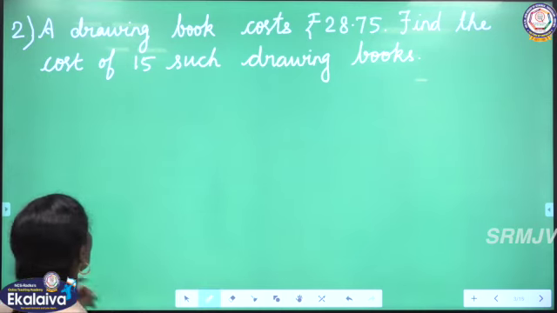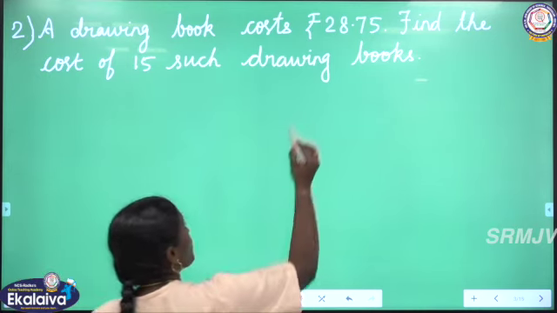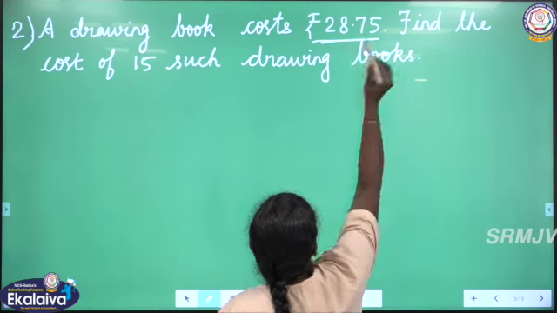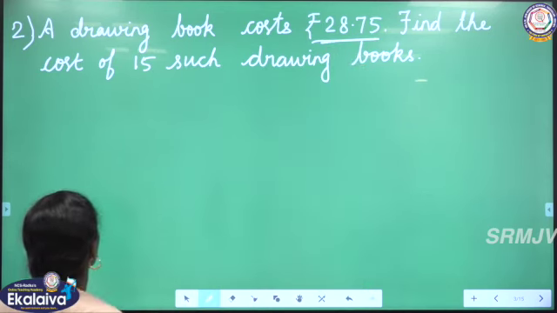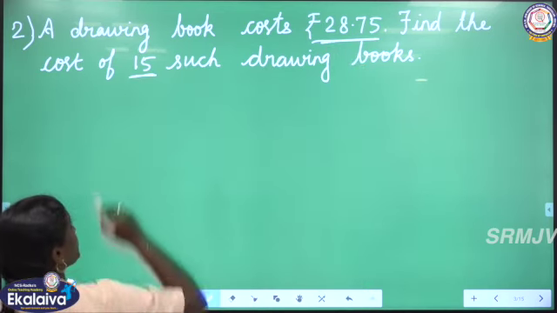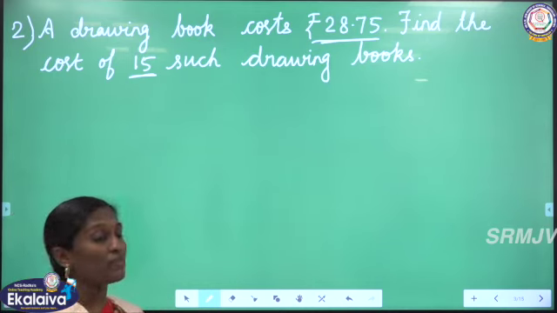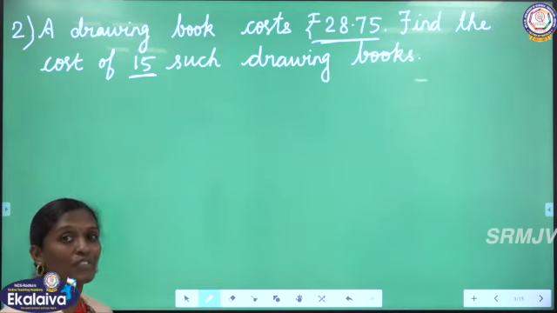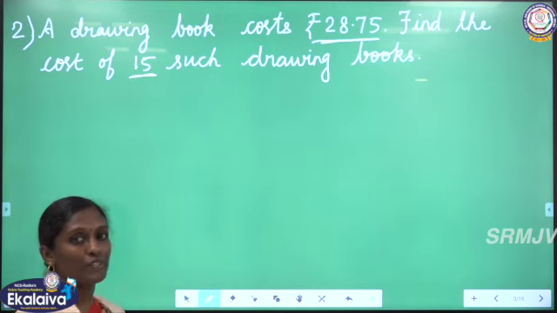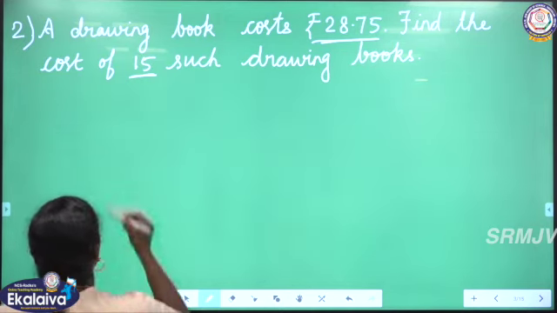Then the next question. A drawing book costs rupees 28 rupees 75 paise. Find out the cost of 15 such books. Here the cost of one book is given. We are going to find out the cost of 15 books. From one we are going to find out many. So multiplication.